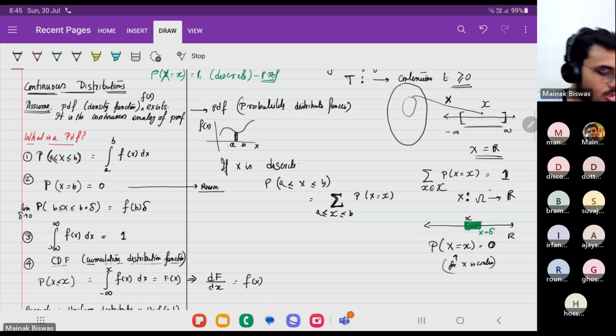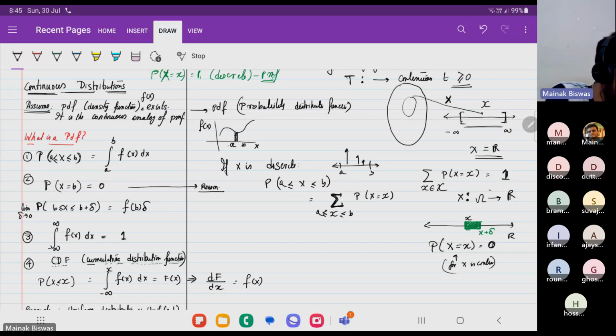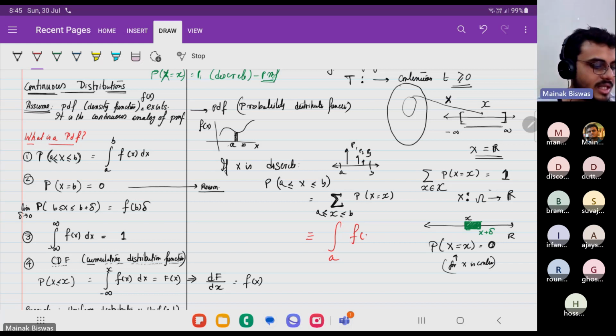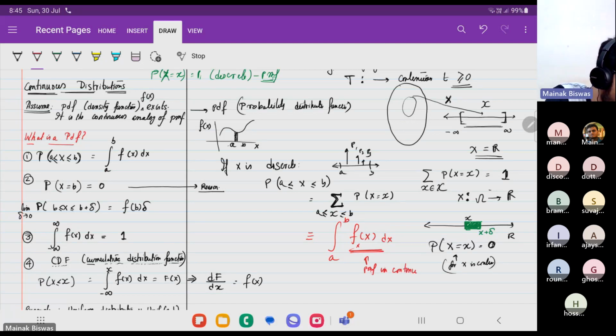Do you agree? So for example, if you have A and B, and you have three different values here, you will just add P1 plus P2 plus P3. That's it. So what will be your continuous analog here? It will just be the integral of the PDF, f_X(x). Same thing, continuous analog. You can think of f as the PMF in continuous space. It is not actually that, but it's a continuous analog of that. Is the relation between the two clear?